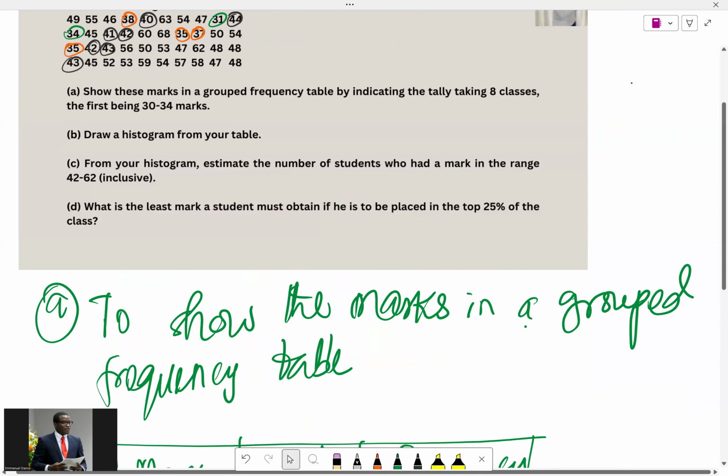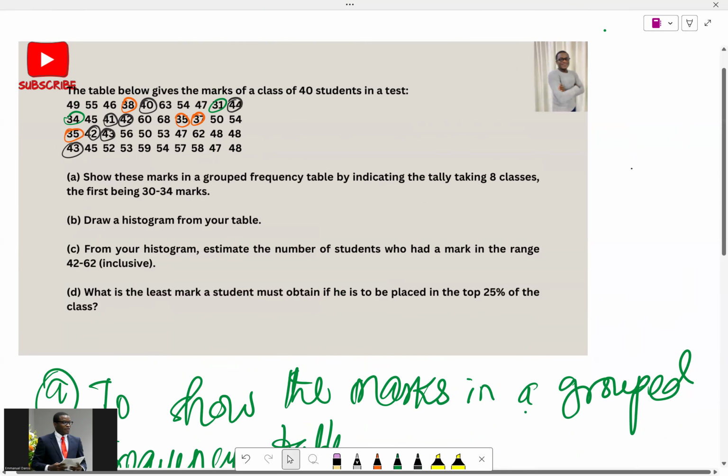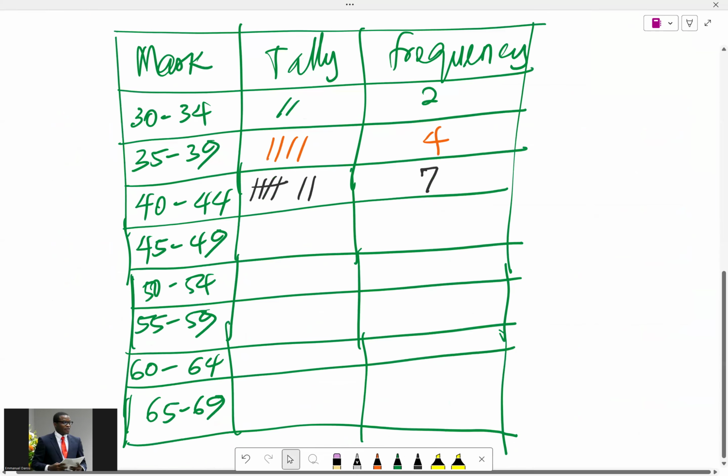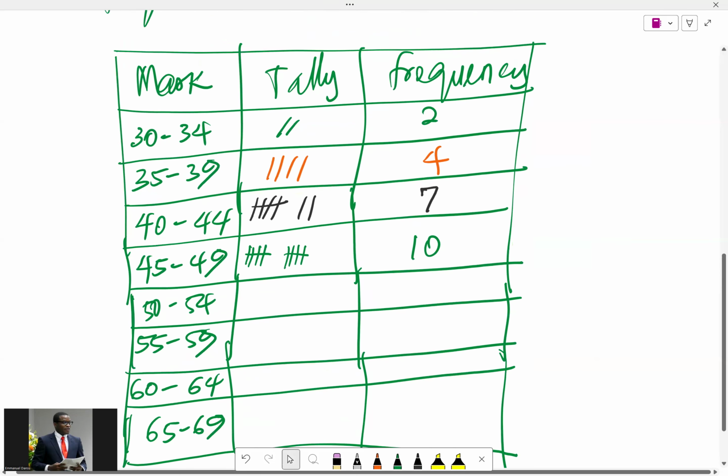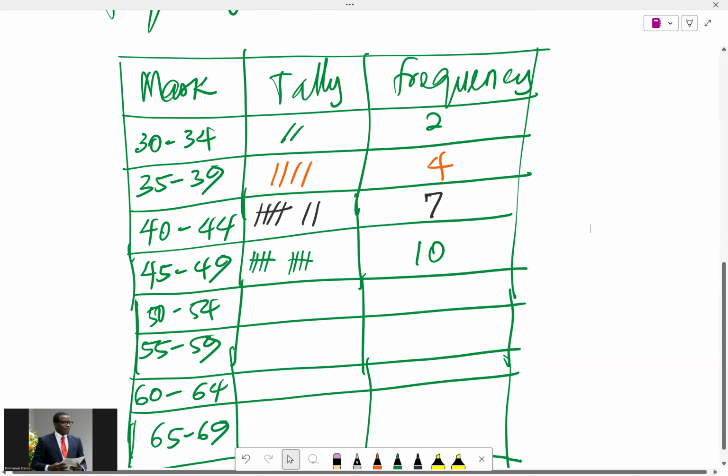Then 45 to 49. Let me go the way of boxes now. So this is 1, 2, 3, 4, 5, 6, 7, 8, 9, and 10. That's 10 for 45 to 49. The fifth one, you always cross it, you do it across like that. That's 10.